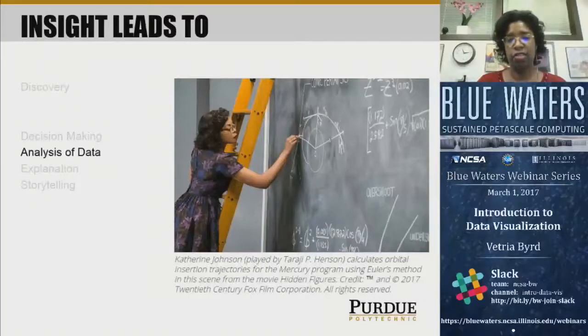Analysis of data. One of the things that data visualization allows us to do is to analyze data, to see what we have, to actually draw out or take a deeper look at what's there. Sometimes you may expect one answer, and with data visualization, you discover maybe there's another answer or some other piece of this that I was not aware of. And so the analysis of data is one of the things that insight leads to.